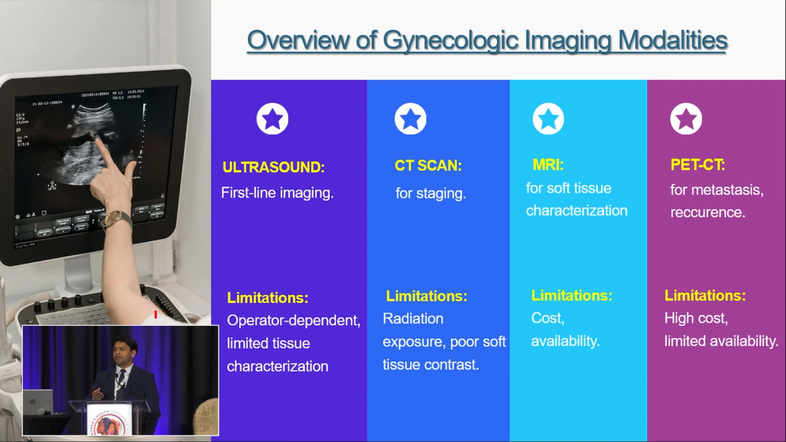CAT scan and PET-CT are commonly used, although their soft tissue resolution in the pelvis is poor, so they're used more commonly in staging of cancers and for recurrence management as well. MRI is a gold standard. It has excellent soft tissue resolution, so it is commonly used in most gynec case presentations. The limitation again being the cost and the availability as well. And the other thing is that MRI takes a long time, so the patients may be claustrophobic as well.